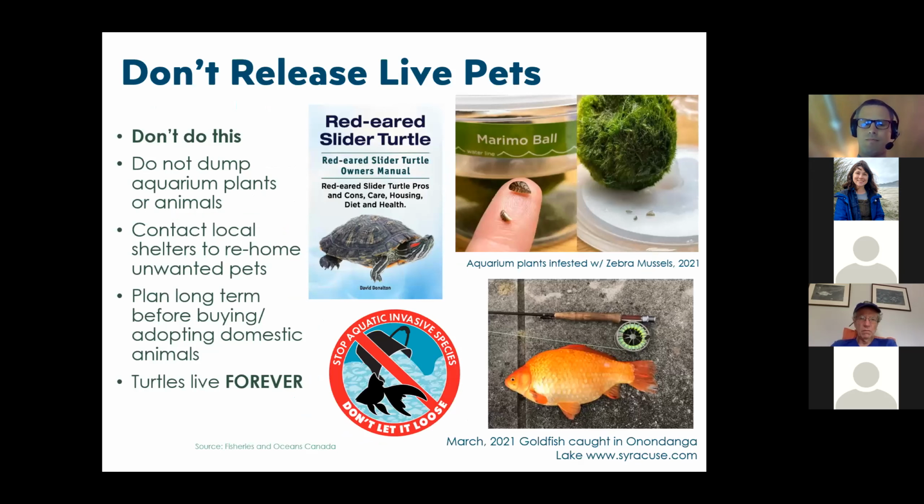And don't release live pets, please. Just don't do it. Don't release live pets. My job in college was to save red-eared slider turtles out of the East River when people would sort of throw them in there like frisbees. Turtles live forever, so just don't buy turtles.